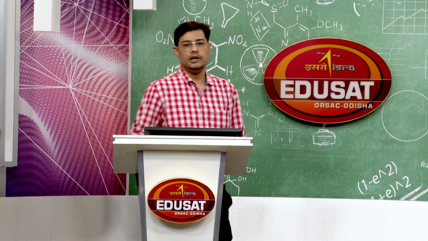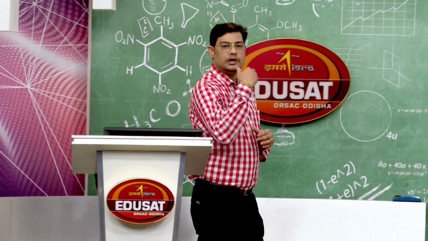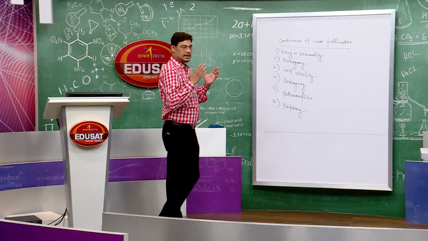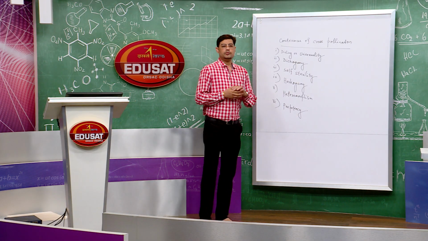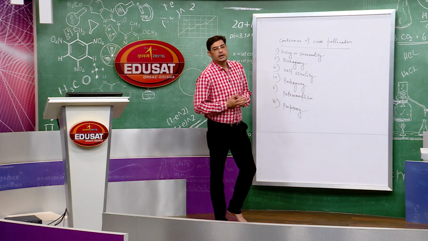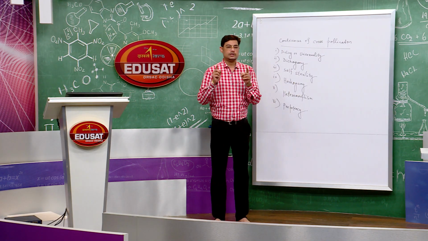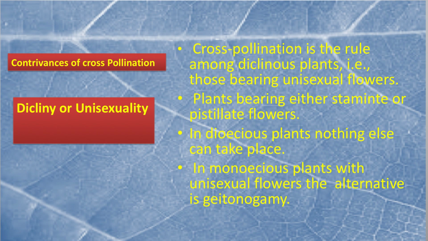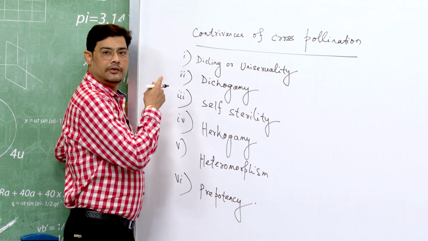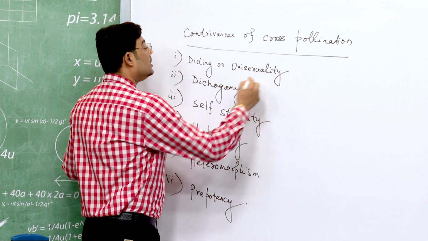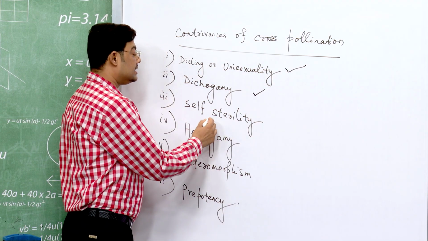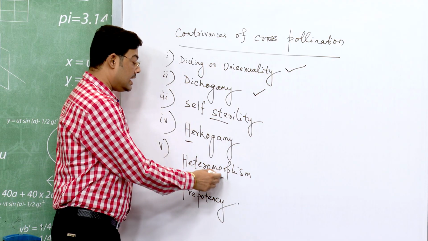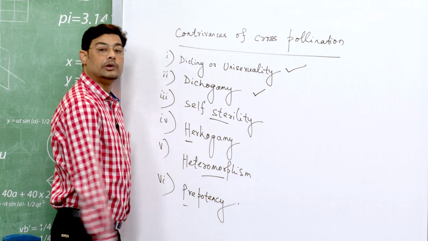You know, cross pollination is the pollination between two different individuals. One is xenogamy and the other one is hybridism. Xenogamy is the cross pollination between same species and hybridism is the cross pollination between two closely allied species. Now, these are the contrivances of cross pollination. One is dicliny or unisexuality, the second one is dichogamy, self-sterility, herkogamy, heteromorphism and prepotency.